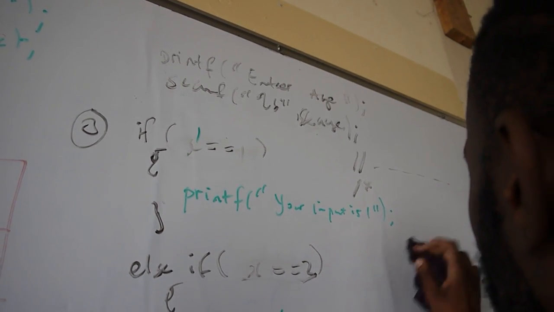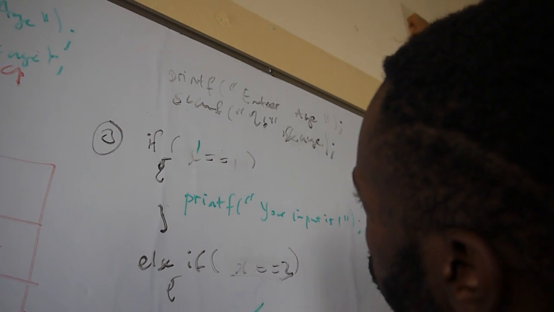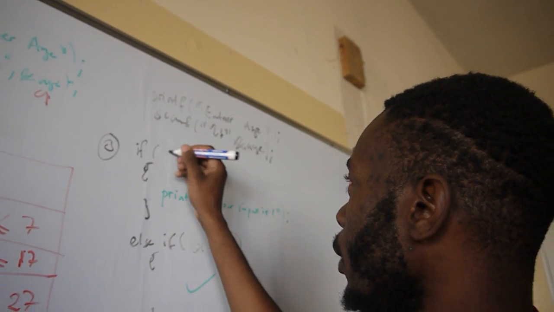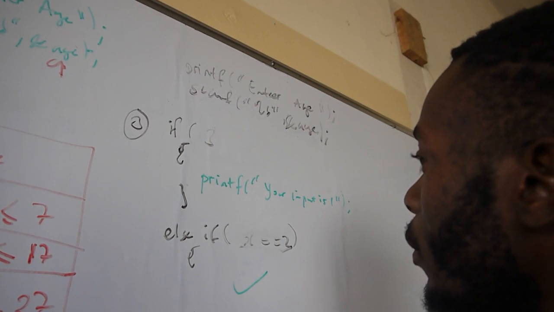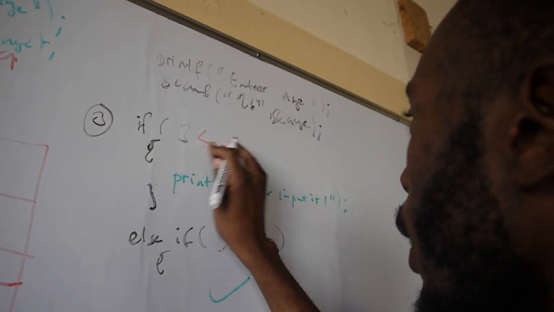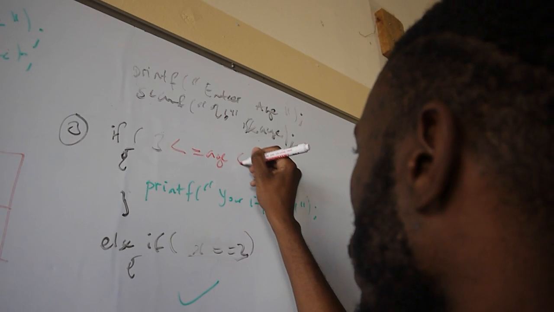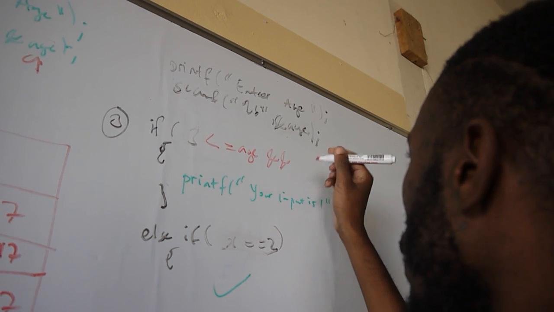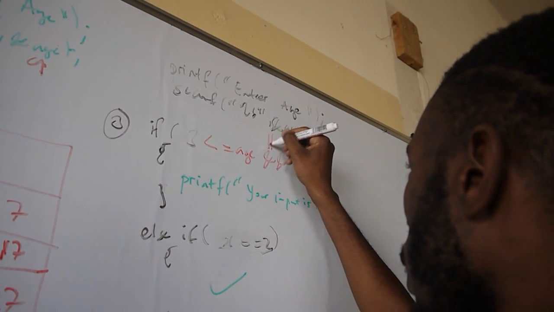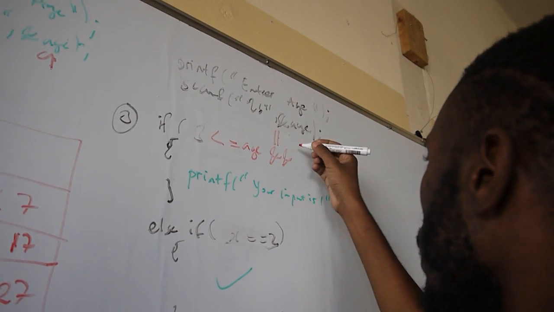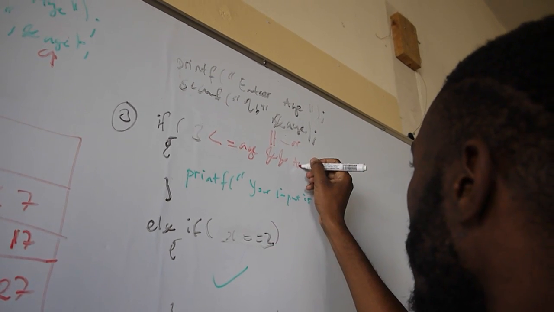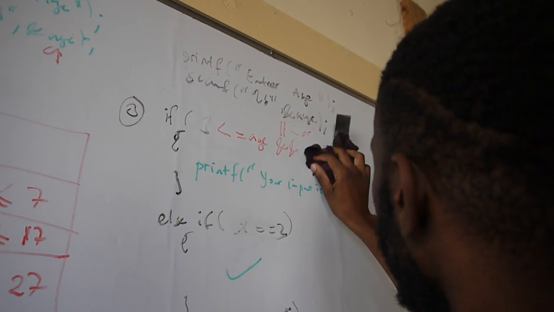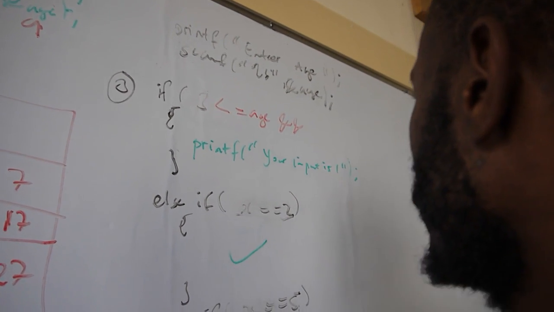So that's how we comment in C programming. So here, my first condition will be 3 less or equals to age. Don't forget to use this, something of this nature. It's or, and this one is and. There's a difference between using an or and an and, and I will explain later on.